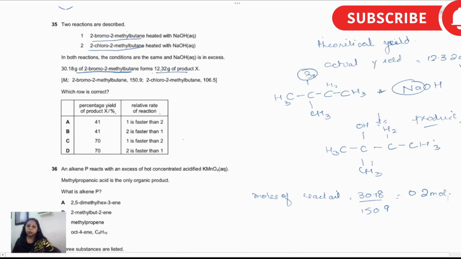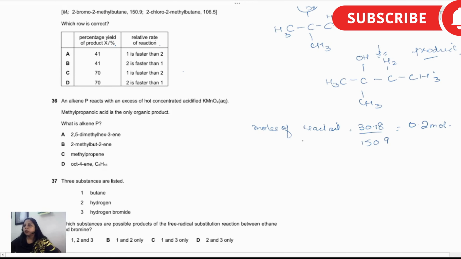So let's calculate the moles of the product now. The mass would be 5 into 12 is 60, and then we have 16, and then we have 12 hydrogen. So this becomes almost 88. So moles of product would be, okay, what is the mass of this one? The moles are similar. If it has 1 mole, this would also have 1 mole. So the moles are 0.2 and the molar mass is this.